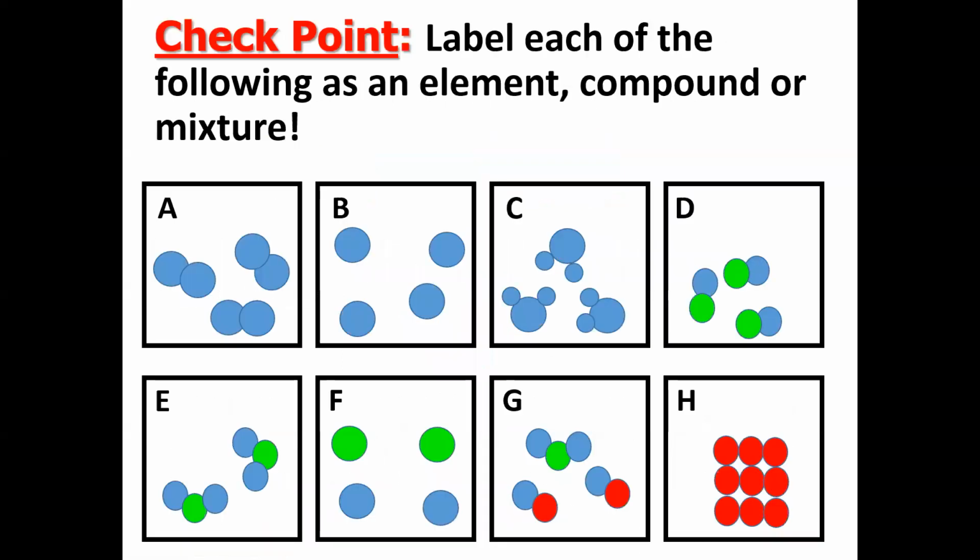So I want you to take a break now to have a go at answering A to H. I'd like you to pause the tutorial and see if you can label each of the following as an element, compound, or mixture. You'll need some paper. So write A to H down on your paper and then decide if it's an element, or compound, or a mixture, and be able to justify your decision. Pausing your video now.